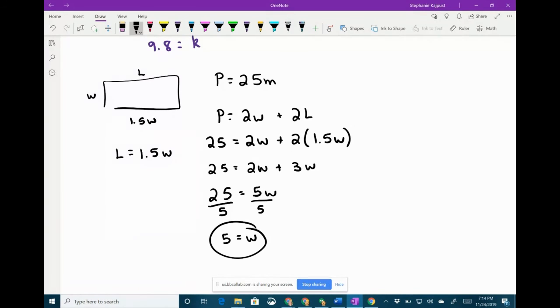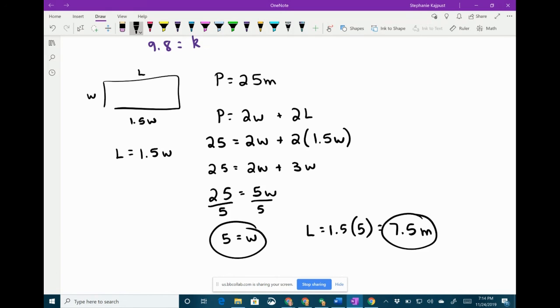And then we need to find the length. So the length is 1.5 times that. And that one I'm going to have to get my calculator out. That comes to 7.5. So that means our length is 7.5 meters.